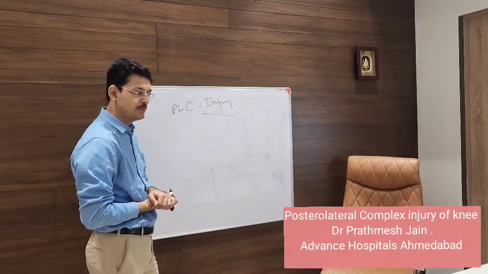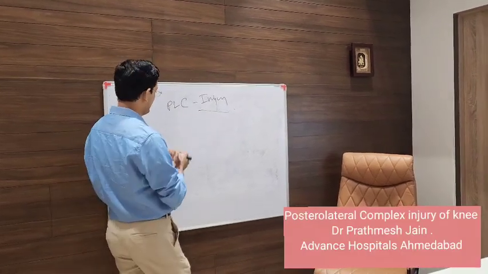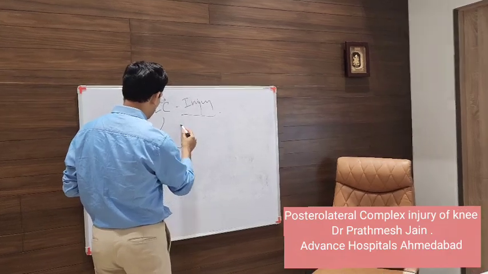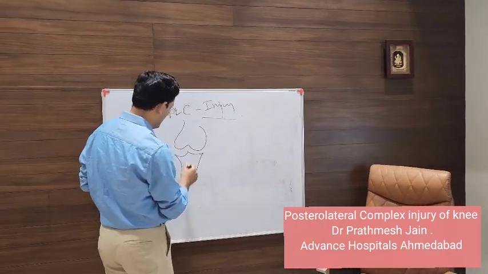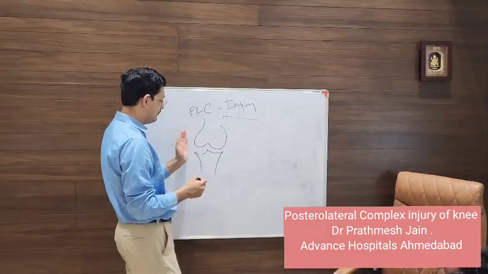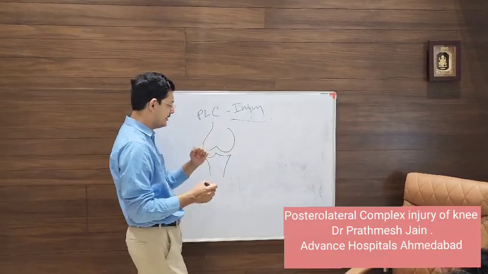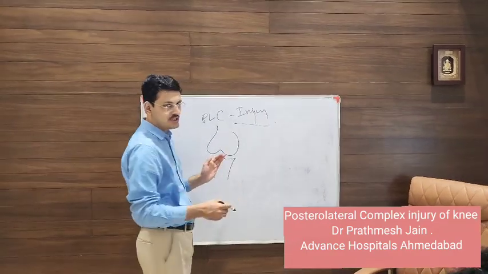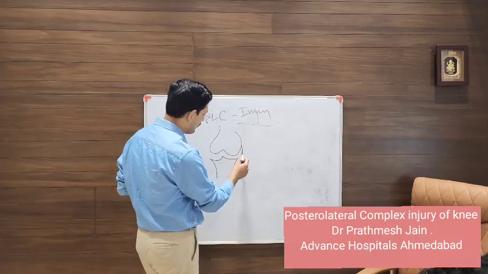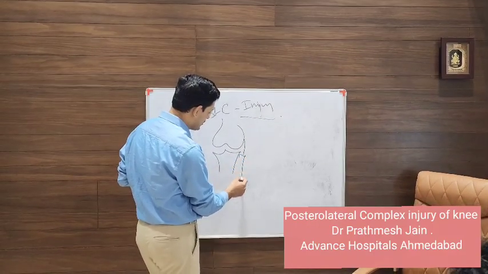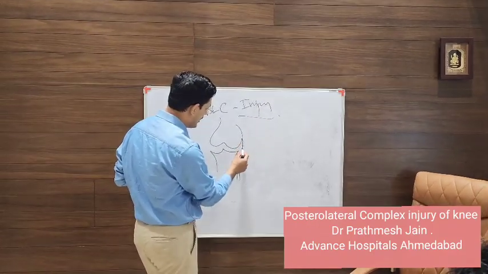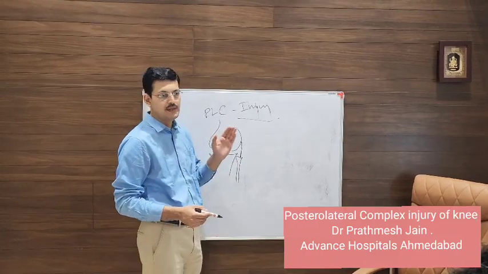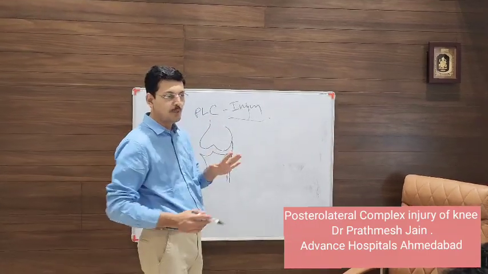Posterolateral corner of the knee and posterolateral injuries of the knee. So if you see, the knee joint is made up of many ligaments: ACL, PCL, MCL and the LCL. Now the lateral sided structure is usually made up of a ligamentous complex which is called the posterolateral complex, PLC. It has three most common elements.